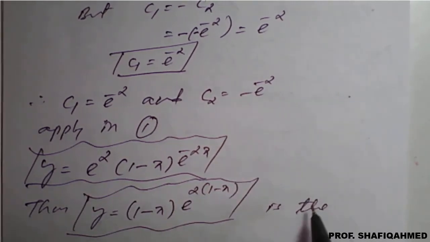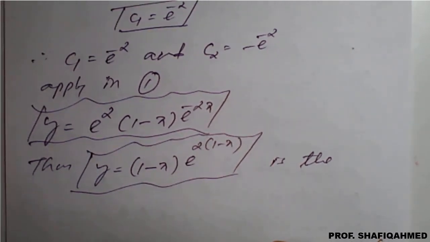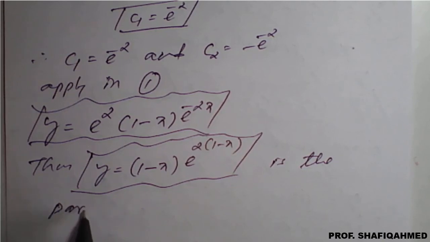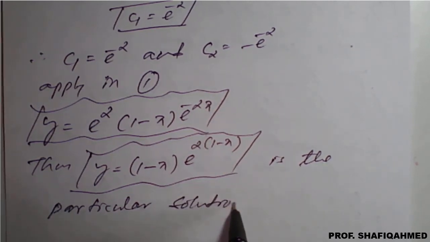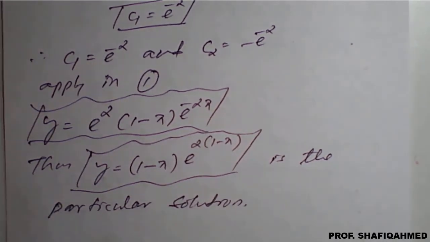is the particular solution. Means particular solution is always free from arbitrary constants. So here arbitrary constants are C1 and C2. So in this way we have to simplify a problem if they are given the conditions.